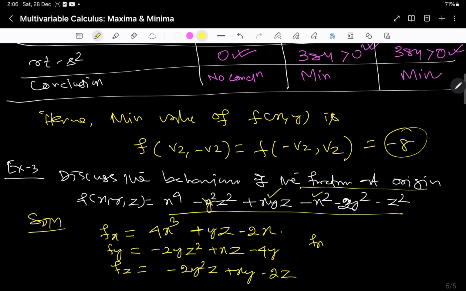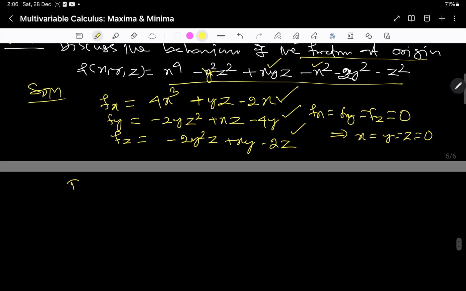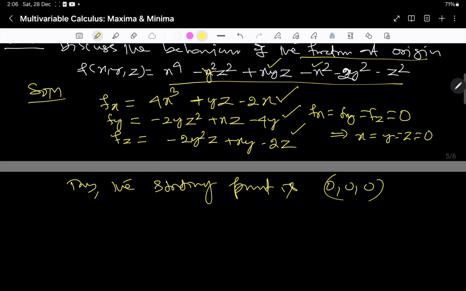So now if fx is equal to fy is equal to fz is equal to 0, if you solve them simultaneously, all will agree when x is equal to y is equal to z is equal to 0, right? So therefore, the stationary point is 0, 0 and 0. This is the origin.